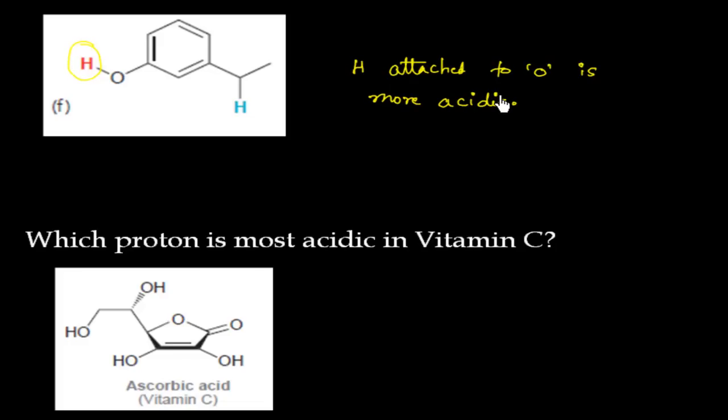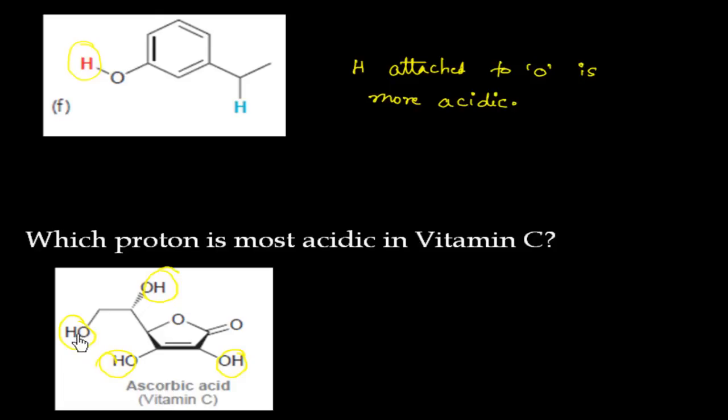Now let us say we have this molecule, vitamin C, and which proton is most acidic? We have this proton, this proton, this proton, and this proton. So there are a large number of protons. We have a hydrogen here, a hydrogen here, a hydrogen here, and a hydrogen here. Which hydrogen is more acidic?